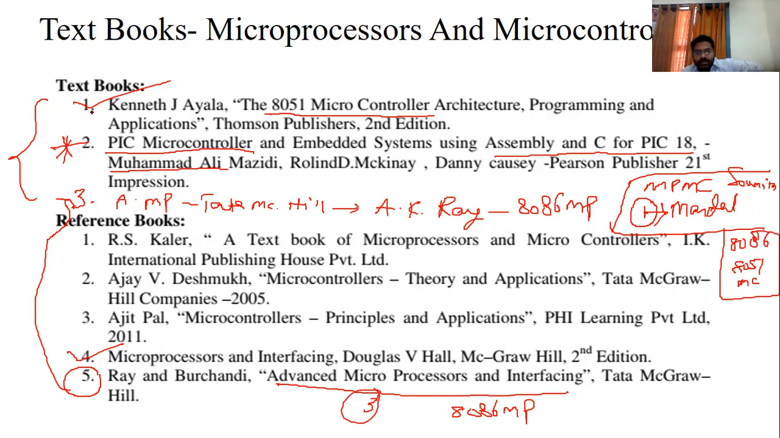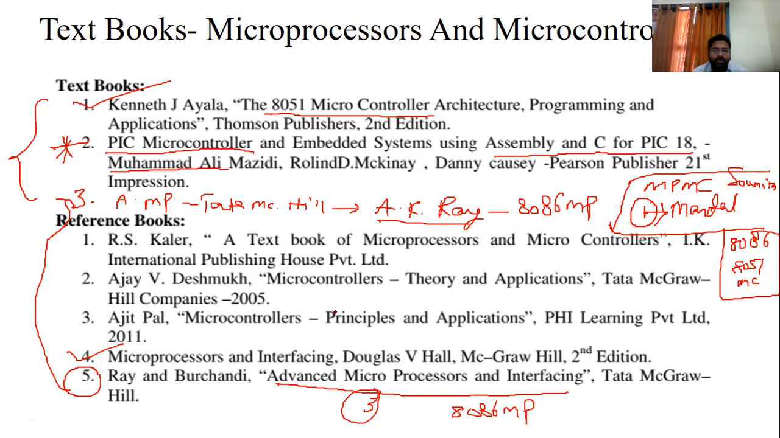But these three, Kenneth J. Ayala, then Muhammad Ali, then A.K. Ray, are the standard textbooks. This one, Soumitra Kumar Mandal, is easy to read at the same time. From a student's point of view, it is somewhat easy to understand. This is regarding the textbooks.